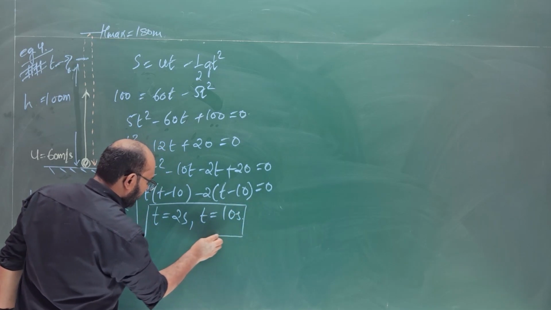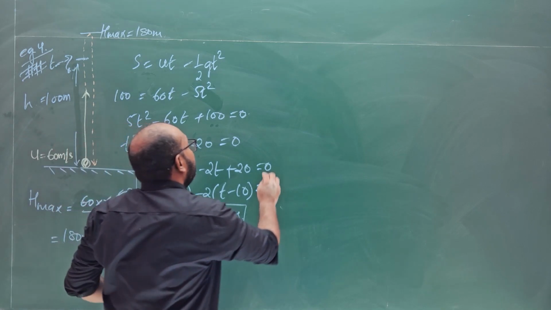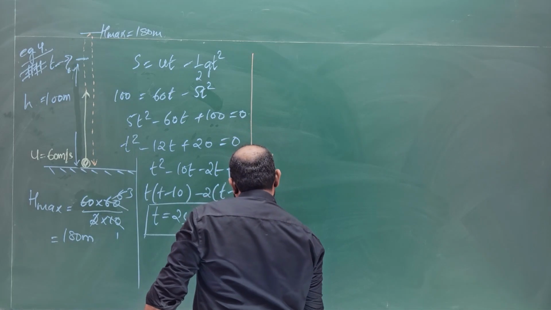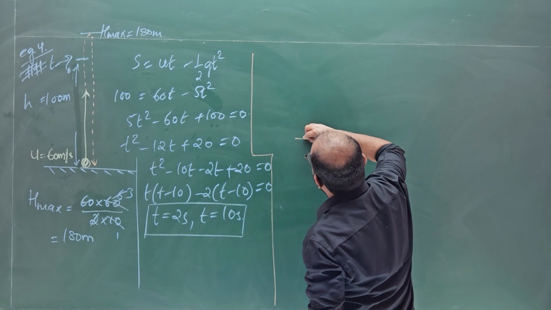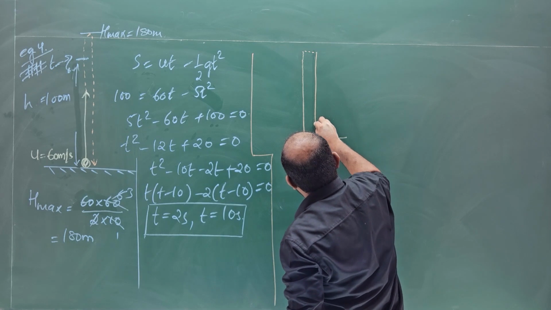Now we are having 2 times. What is the meaning of this time? Meaning, object reaches at 2 or 10? Yes. Very good. That means when the object is projected in this direction, then it will be coming back in this direction. Yes or no?